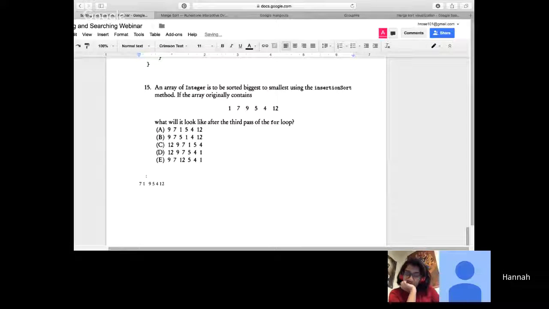And then in the second pass, we're going to look at our next element, which is 9. 9 is greater than 1 and 7, so it's going to be inserted at the front of the list. And then we're left with 5, 4, and 12. And then for our third pass, we're going to look at 5. And so if we compare 5 to 1, 5 is going to be greater than 1, but less than 7. So 5 is going to be inserted into its proper place in the list, and we're going to be left with 4 and 12 still unsorted. And so that's how we get B for that one.